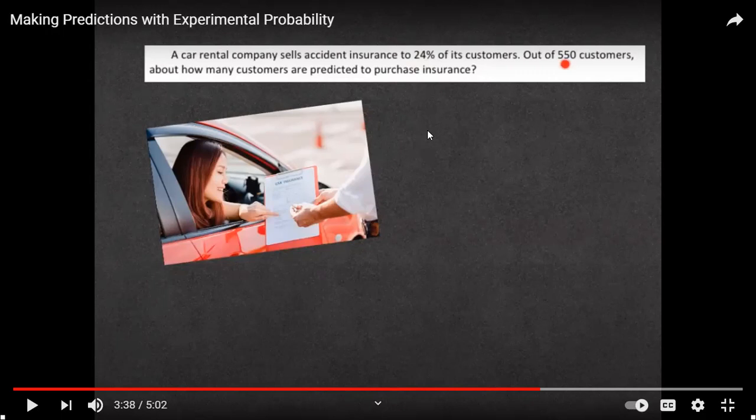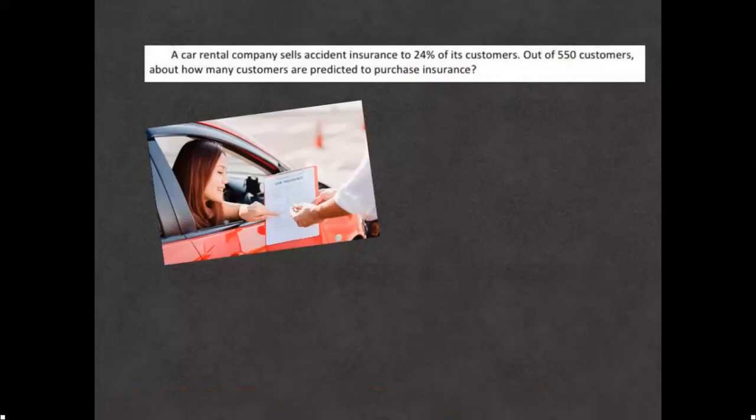Okay? So let's watch together how you are going to solve this question. Please concentrate. I know the total customers are going to be 550. Thinking back to that last slide I just showed you, I'm going to take the percent, I'm going to turn it into a decimal, and then I'm going to times it with the total.